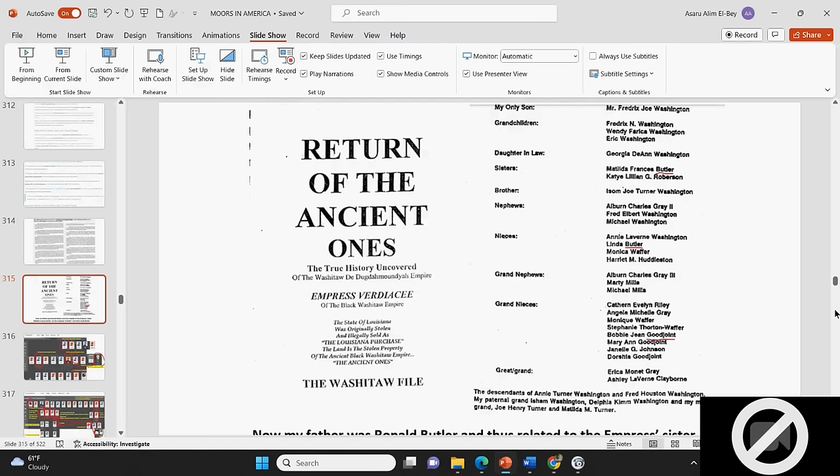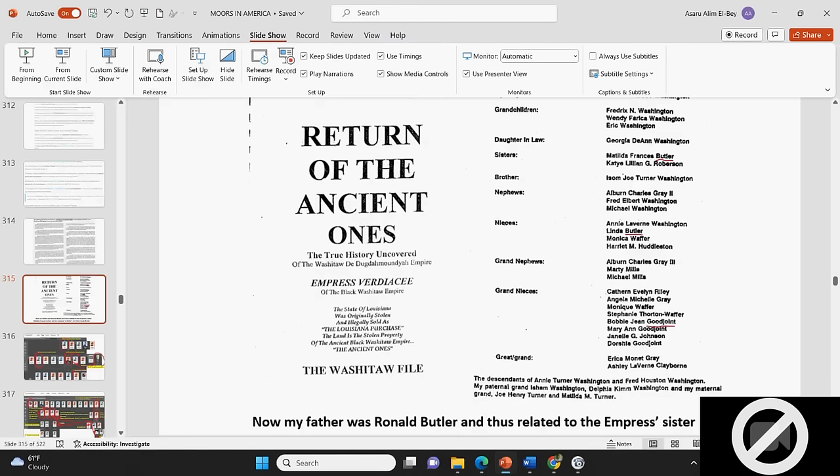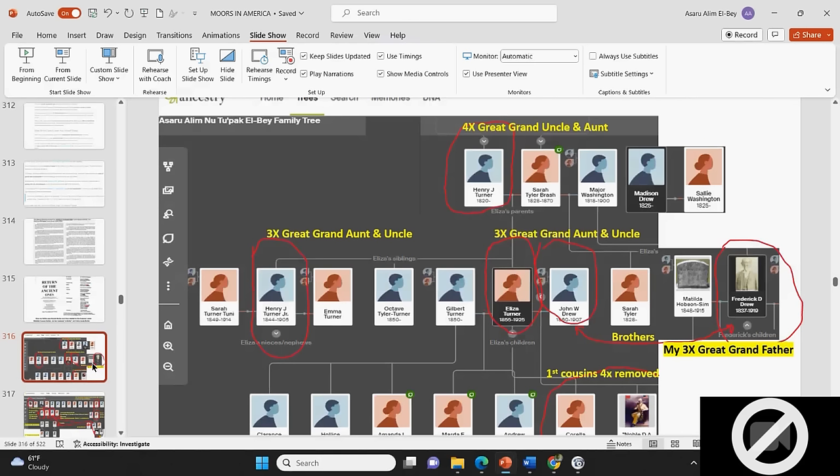Great grand, Erica Monet Gray, Ashley Laverne Claiborne, the descendants of Annie Turner Washington and Frederick Houston Washington, my paternal grand Isham Washington, Delphi Kim Washington, and my maternal grand Joe Henry Washington and Matilda M. Washington, or Turner in this case. So this is the marriage of the Turner and the Washingtons, as you see here. Now, my father was Ronald Butler, and thus related to the Empress' sister by way of marriage. But we're going to see something even more interesting.